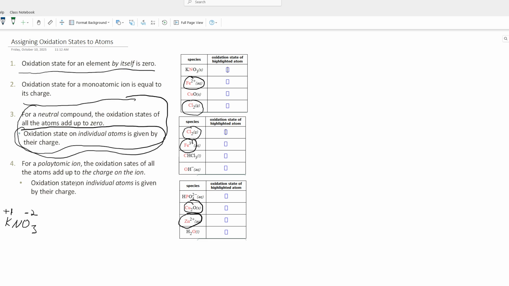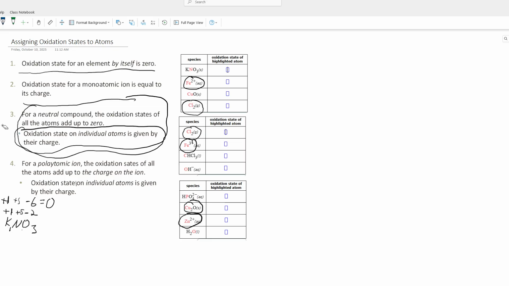But I can say 3 times a -2 is a -6. 1 for the potassium times a +1 is a +1. So that only leaves nitrogen. In order for this to sum up to 0, the nitrogen, I hope you can see, has to be a +5. 1 times a +5 is a +5. So 1 + 5 - 6 = 0.